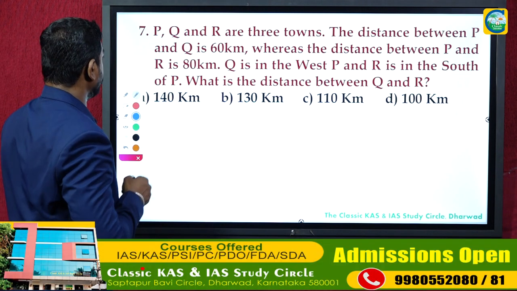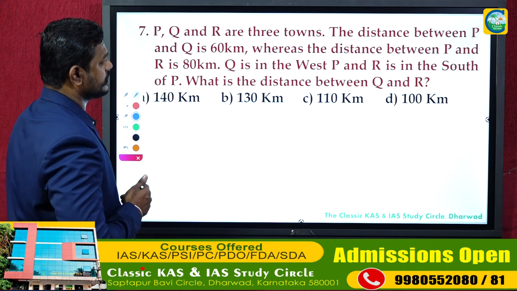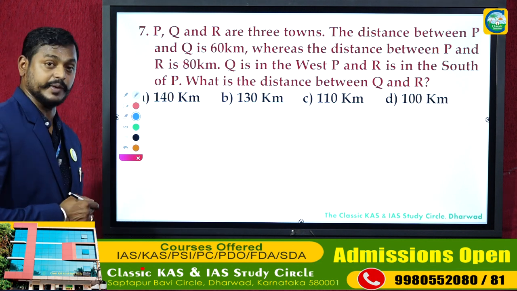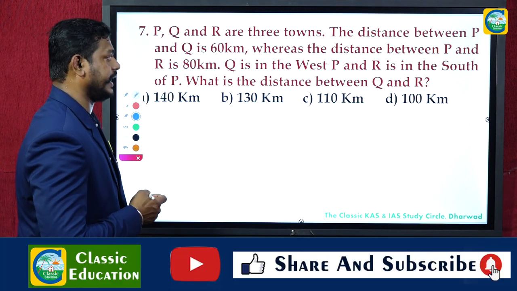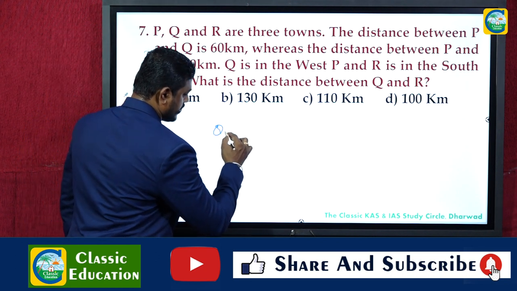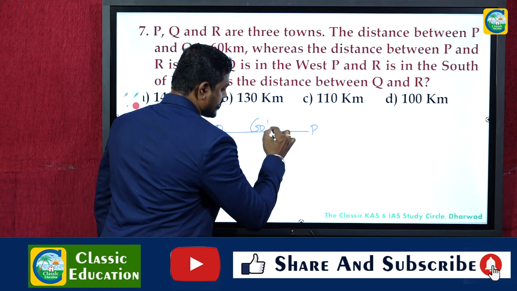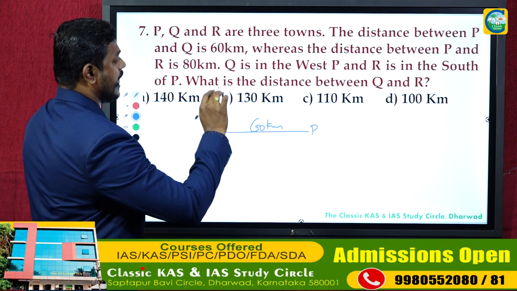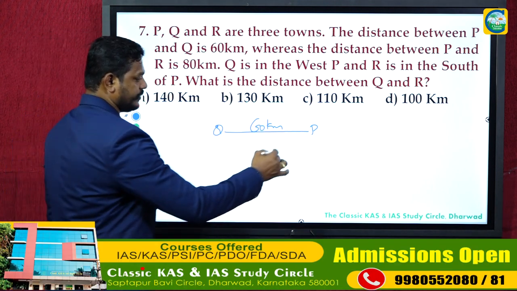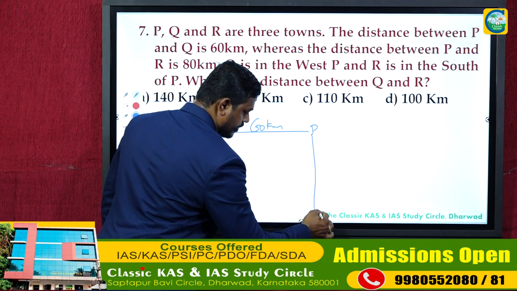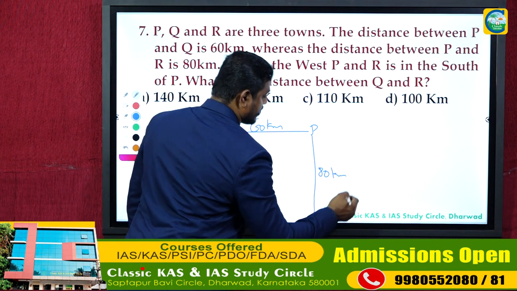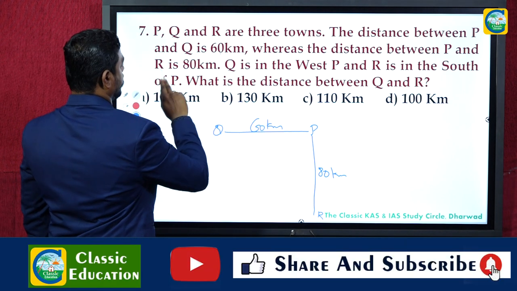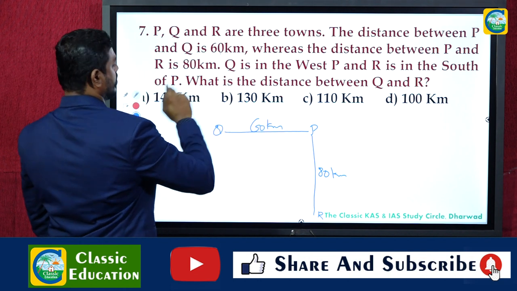Fine. So question number 7 is, P, Q and R are the 3 towns. The distance between P and Q is 60 kilometers, whereas the distance between P and R is 80 kilometers. Q is in the west of P, that is 60 kilometers. And R is in the south of P, that is 80 kilometers. They have mentioned it here before. P and Q is 60 kilometers, P and R is 80 kilometers, right?